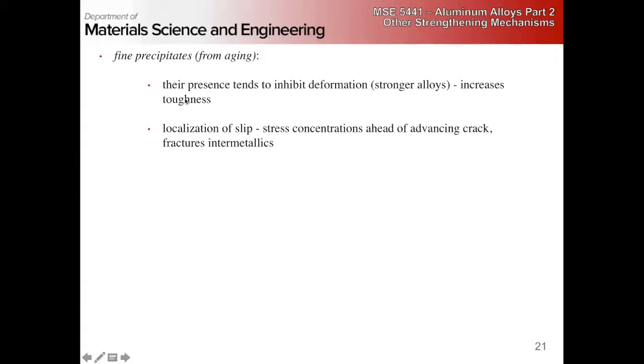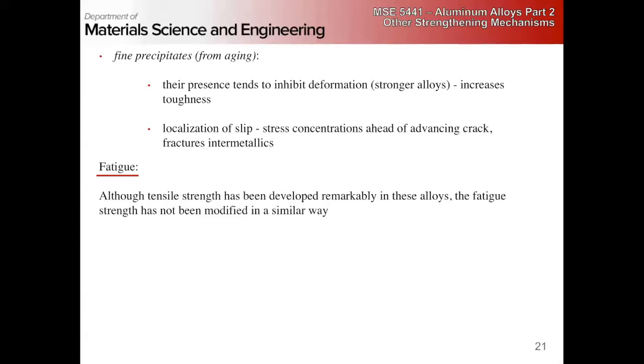They're fine precipitates, right? Their presence tends to inhibit deformation, right? These are precipitate or age hardening, right? So they make them stronger, but they also cause a localization of slip, right? Once you cut through particles on a plane, you're going to keep cutting through particles on that plane, which could give you strain softening and lead to stress concentrations ahead of an advancing crack.